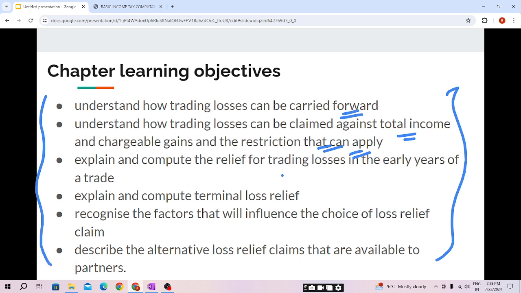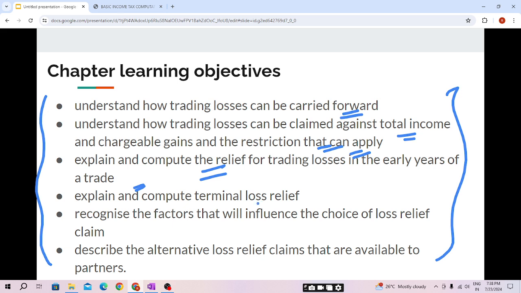Explain and compute the relief for trading losses in the early years of trade. This means, students, when I am starting my own business and setting up a new business, as soon as I start, I will not generate profit. I will be having losses because the business will take time to set up so that I generate profit. So in the initial years of my business, I will be incurring losses. How will I set off these losses? I have a relief to set off the losses incurred in the initial days of the business.